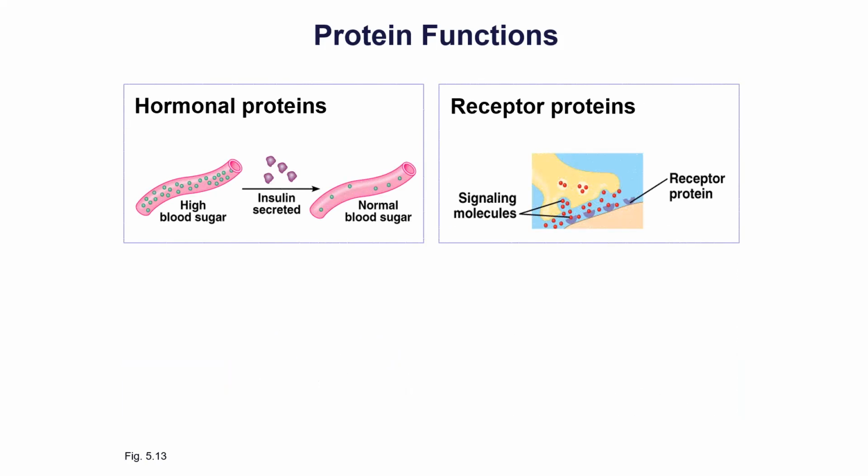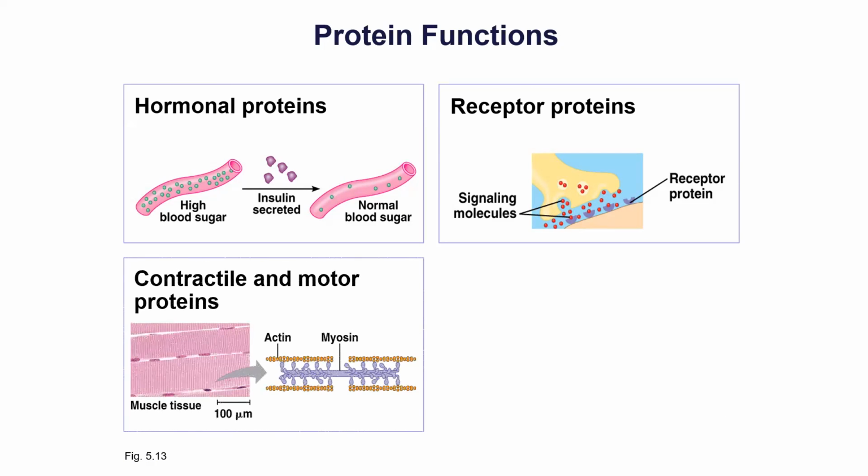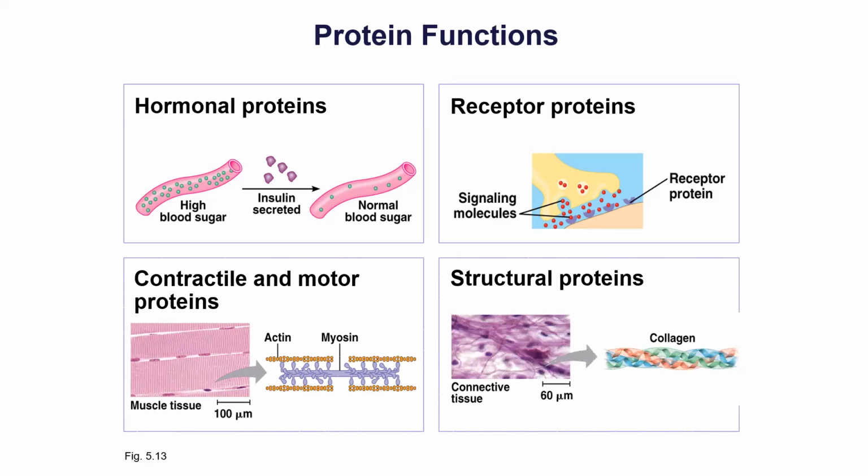Some are involved in message transmission between cells. You can see there's a neuron and some sort of receptor tissue, maybe muscle tissue, and proteins are involved in those reception processes. Of course, a big one, if you're an animal, is that proteins are involved in your muscle tissue. So actin and myosin are proteins. And then there's a lot of structural proteins in the body, collagen and keratin and things like that. Collagen is found in your skin. It's kind of a rope-like protein, giving your skin a little bit of flexibility and bounce.